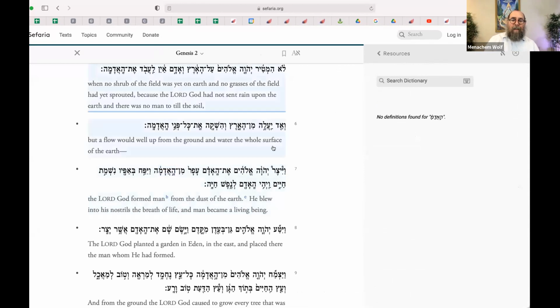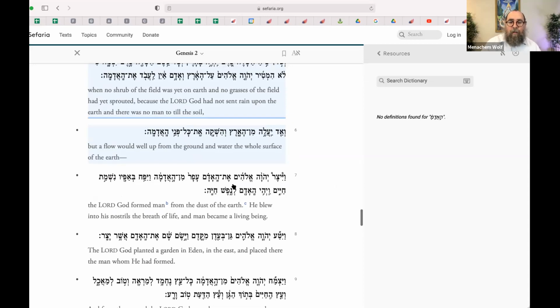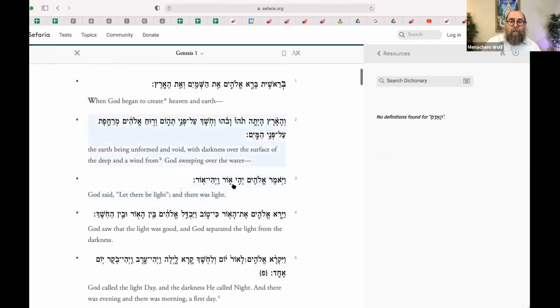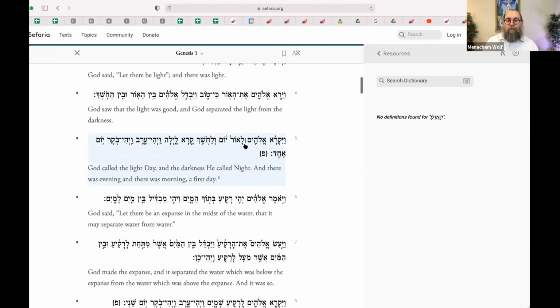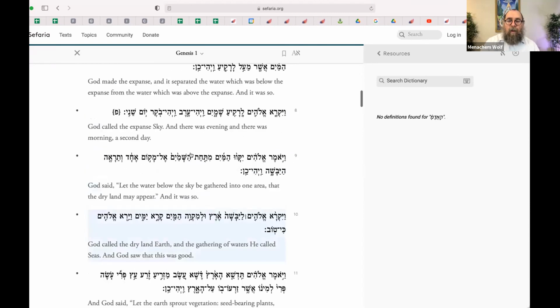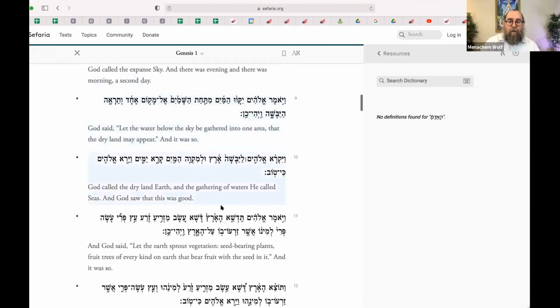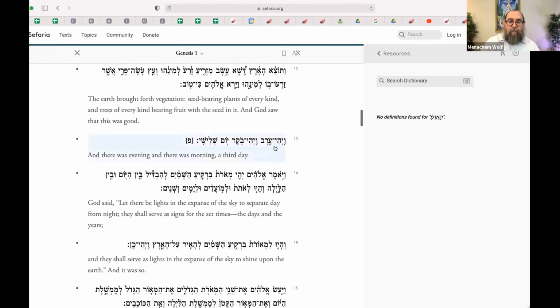So the fact that the Torah has got this linked terminology is telling us that not only does Hashem form the human, and by the way, look at this. Vayikra Elokim la'or, he called to the light, and he called the night, and it was evening and it was morning on the first day. Let's go here. Just going to skip a couple days.